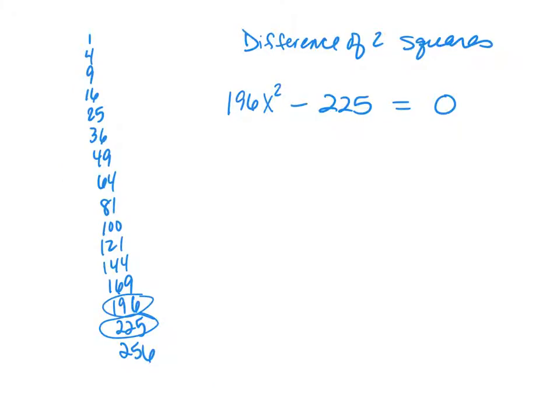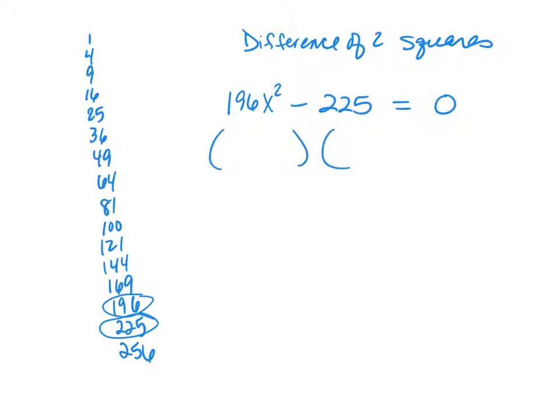Since 196, this is what you're going to look for. 196 and 225 are on the list, so check the list. You've got your notes. And all your variables are squared. And there's a minus in the middle. Remember, it has to be difference of two squares. Difference means a minus in the middle. So that means you can proceed with difference of two squares.